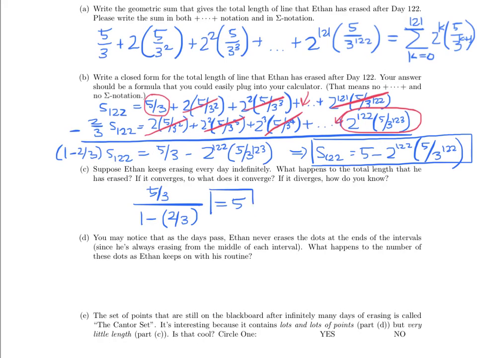Does that surprise you at all? No, it really seems like Ethan is just erasing more and more and more of the line. And eventually, in the limit, he will be erasing the entire length of the line, which is an original length of 5 meters.